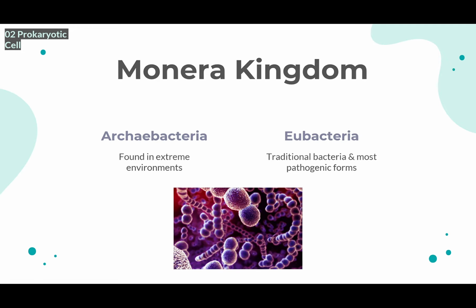And additionally, prokaryotes are mostly of the so-called Monera Kingdom, and there are two parts to the Monera Kingdom, the Archaeobacteria and the Eubacteria. The Archaeobacteria are mostly found in extreme environments, for example, volcanoes, I believe, or the deep sea. And Eubacteria are traditional bacteria that include most pathogenic forms, as we know, for example, E. coli, perhaps.